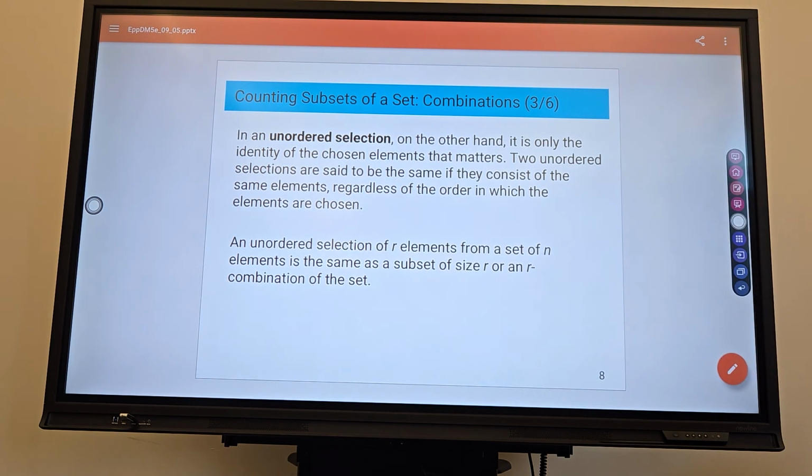In an unordered selection, on the other hand, it is only the identity of the chosen elements that matters. Two unordered selections are said to be the same if they consist of the same elements, regardless of the order in which the elements are chosen. An unordered selection of r elements from a set of n elements is the same as a subset of size r, or an r-combination of the set.